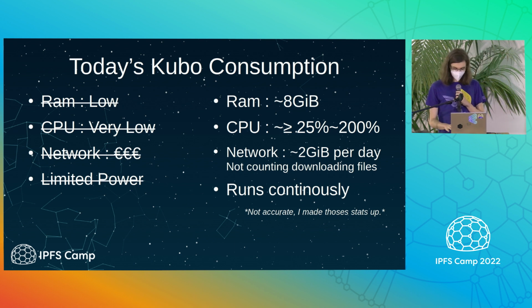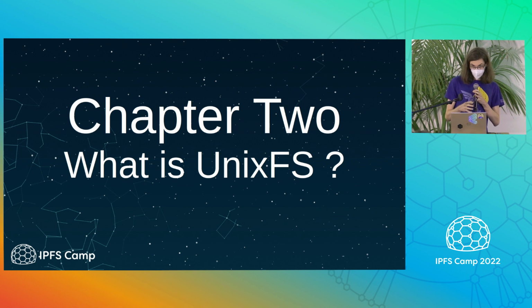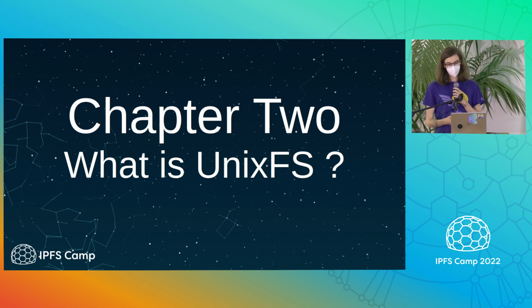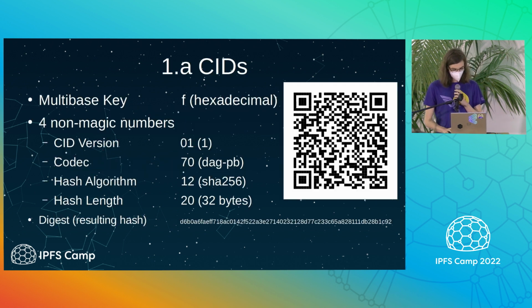And so maybe a thing we can take a look at is what's UnixFS. This is a data format we use to store files on IPFS. Maybe that will give us insights into why Kubo uses so many resources.